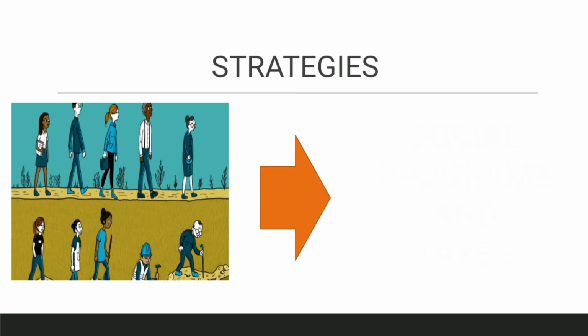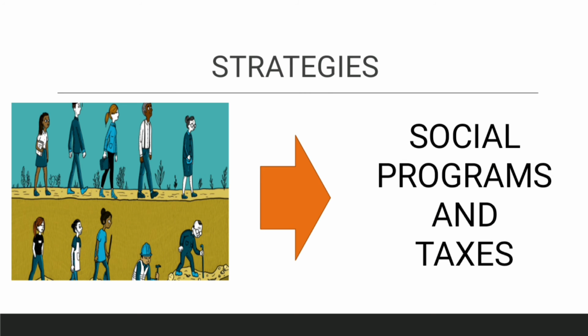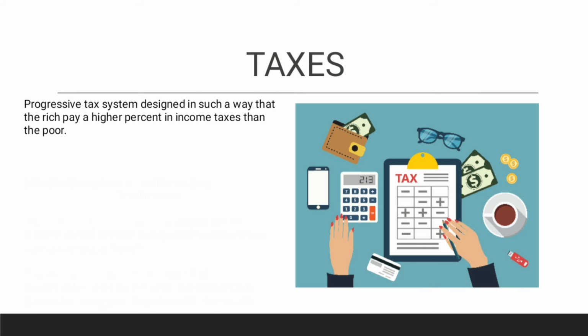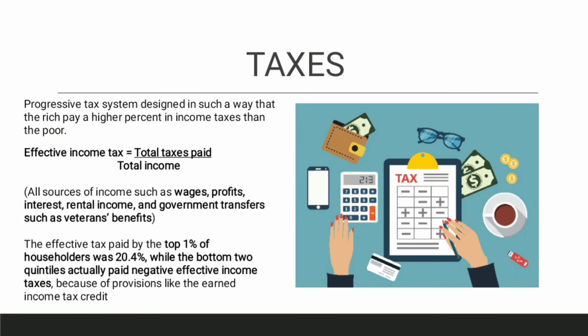Strategies to address the problem. One of the lead strategies to address the problem is through social programs and taxes. Progressive tax systems work in such a way that the rich pay a higher percentage of income taxes than the poor. Basically, the effective income tax rate is equal to the total taxes paid divided by the total income. The effective tax paid by the top 1% of householders was 20.4%, while the bottom two quintiles actually paid negative effective income taxes because of provisions like the earned income tax credit.